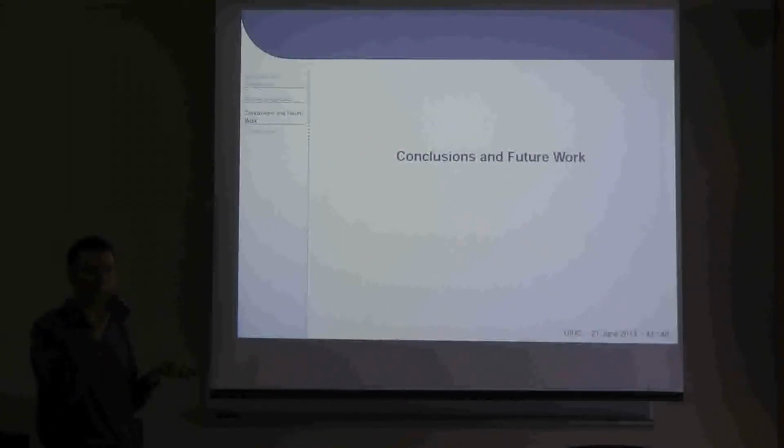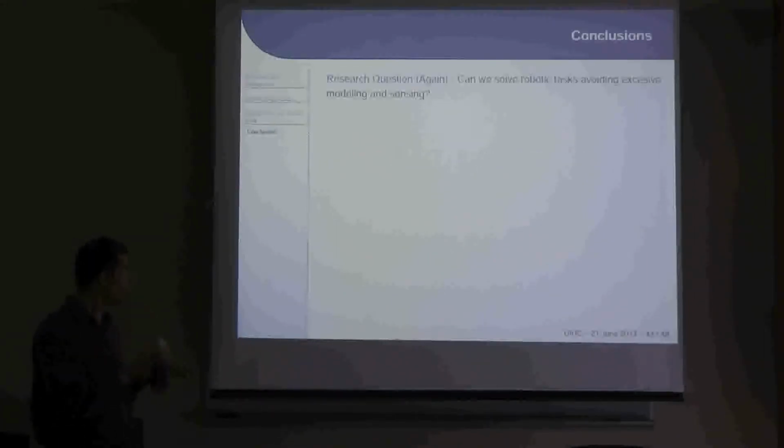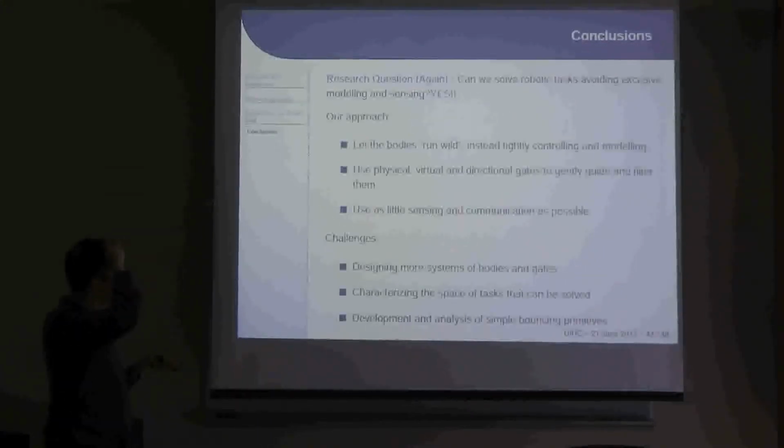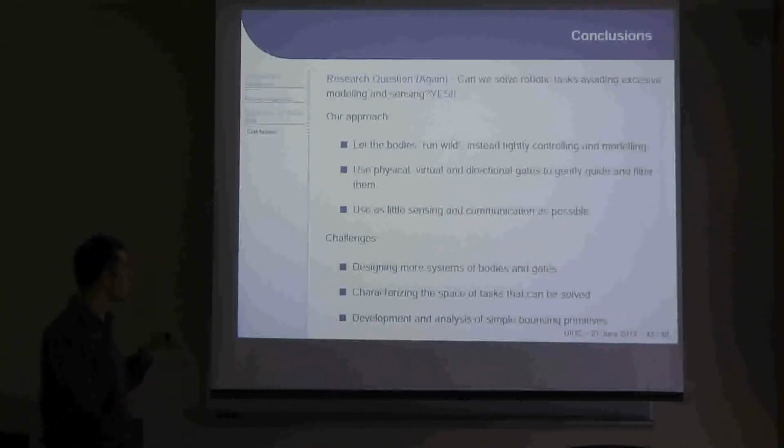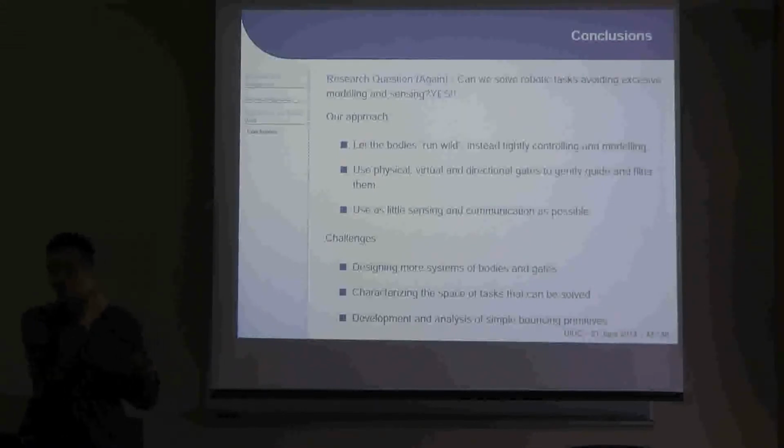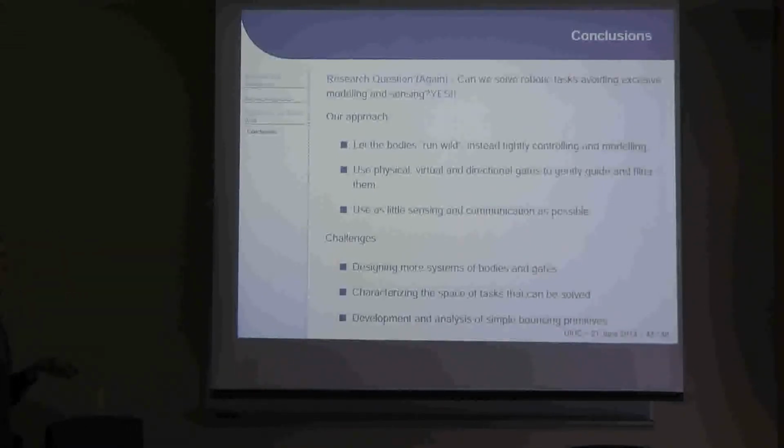Well, I have some conclusions. This is the research question: can we solve robotic tasks, avoiding excessive modular sensing? And we hope that the answer is yes. So here's our idea. Start with these Y values, and then we use these physical, virtual, and directional gates to guide the bodies and do some inference about their behavior.